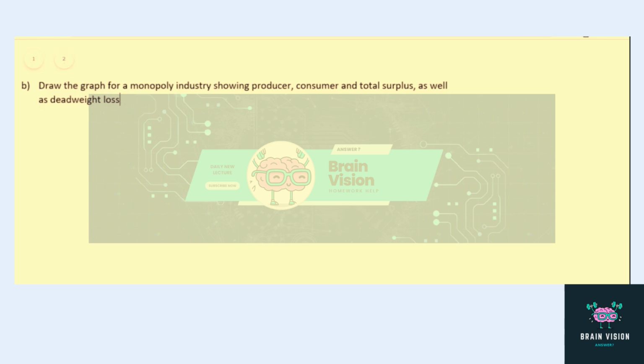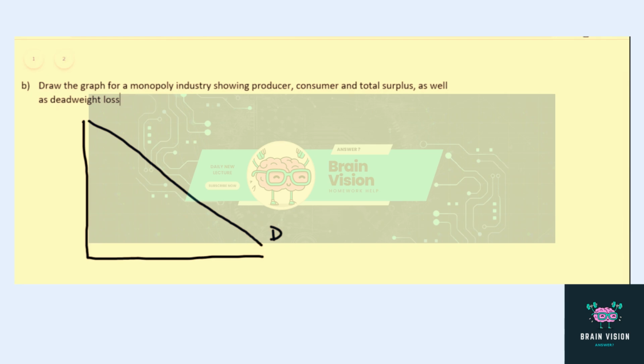For the second part of the question, we are being told that now all of those grocery stores have become one big monopoly grocery store, and draw the same graph again, showing the producer surplus, consumer surplus, total surplus, as well as the dead weight loss. And so now we're in a monopoly industry. And so we have a downward sloping demand curve, but we also have a marginal revenue curve that is below the demand curve, and we still have this constant marginal cost.